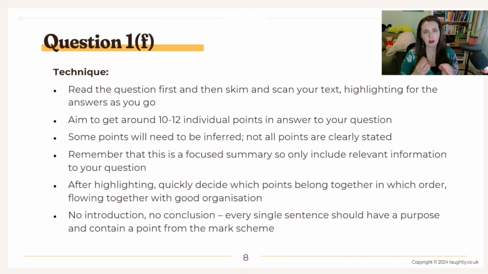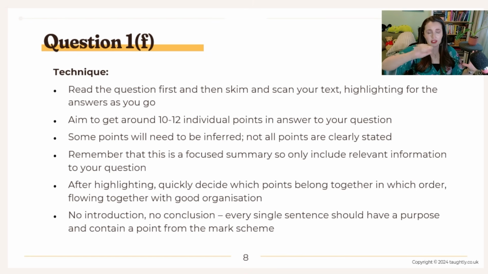Do watch out that some of the points will need to be inferred. Most of them are pretty explicit, but some of them are only suggested and you will need to go, oh, you said that this place is safe. Therefore, where they currently are isn't safe, right? So you might need to do some inference like that. Remember that this is a focused summary question, so only answer information that is relevant to the question. Anything that doesn't answer your question will be classed as excess, extra, irrelevant information, and you will start to lose reading marks for including that because that suggests that you haven't understood the question and or haven't understood the text.